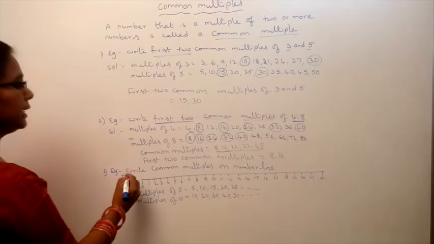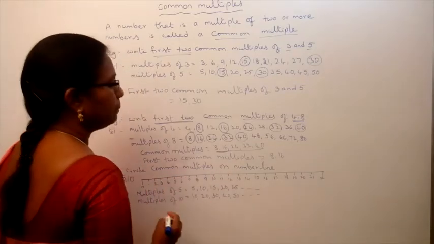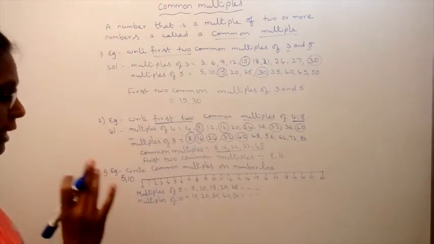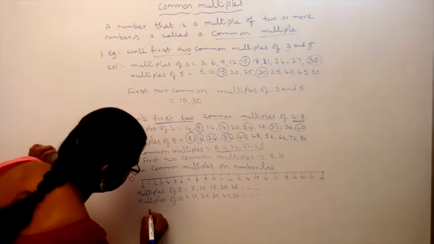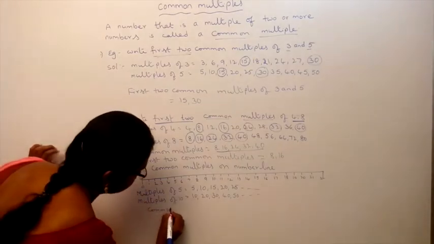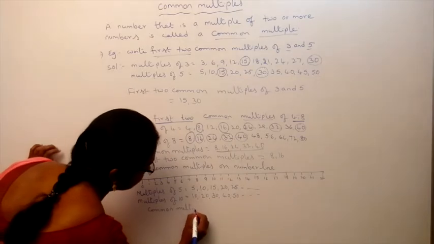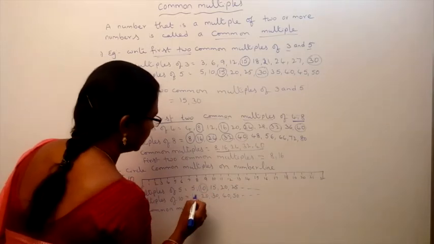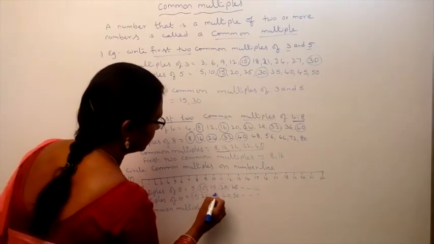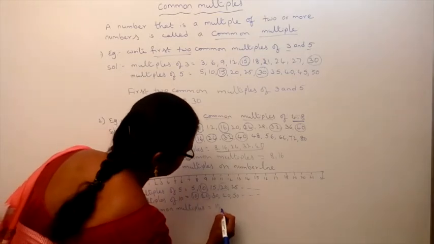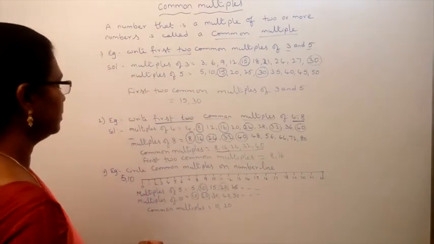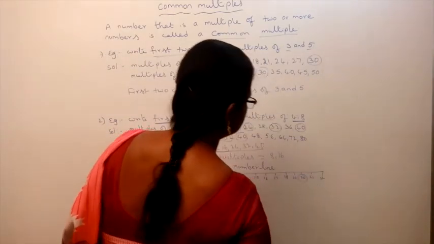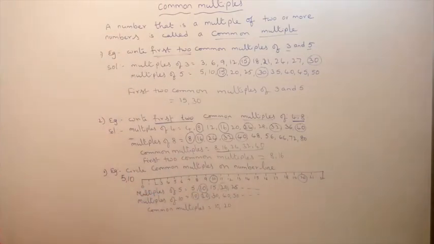Now, circle the common multiples on number line. Up to what is the last number on the number line? 22. Then up to 22, what are the common multiples? First we have to choose. Then common multiples. What are the common multiples here? 10, 20. Then we have to circle on the number line. Now, common multiples 10, 20. This is how to circle common multiples on the number line.